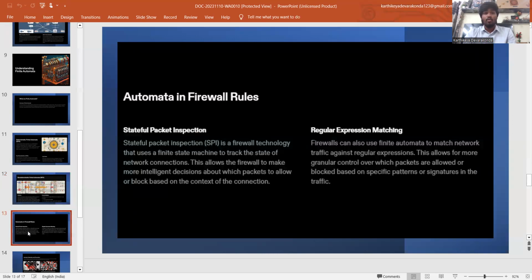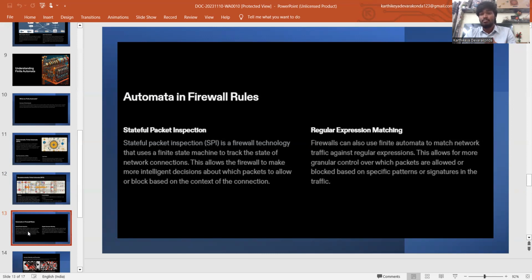Now, automata and firewall rules. Now we'll discuss automata and firewall rules. Stateful packet inspection and regular expression matching. Stateful packet inspection (SPI) is a firewall technology that uses a finite state machine to track the state of network connections. This allows the firewall to make more intelligent decisions about which packets to allow or block based on the context of the connection.